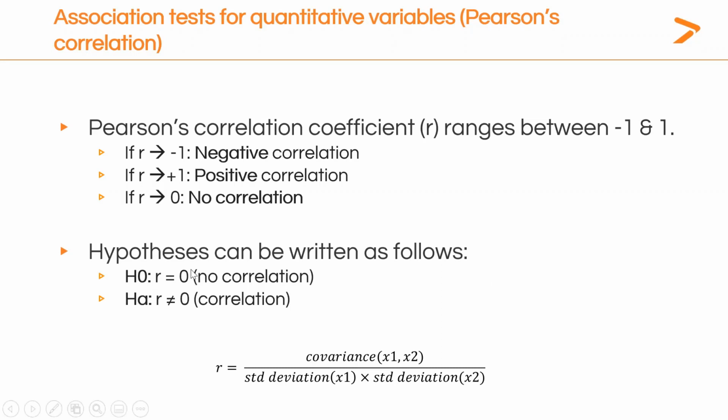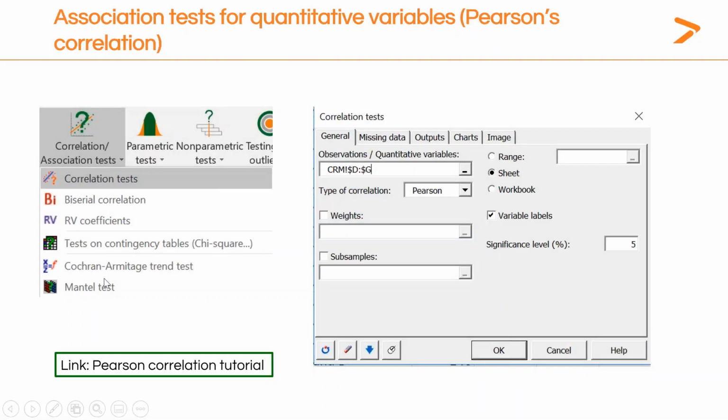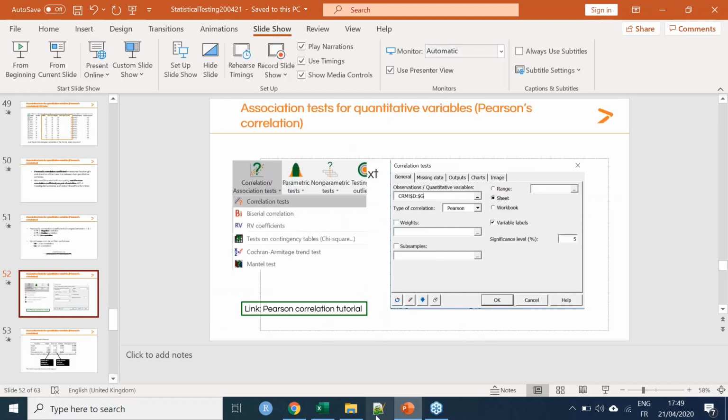So under the null hypothesis, we can say that the coefficient is null, so there's no correlation. Under the alternative hypothesis, we can say that the correlation is significant or is different from 0. This is one way of writing down null and alternative hypothesis. Now let me run the test in XLSTAT.